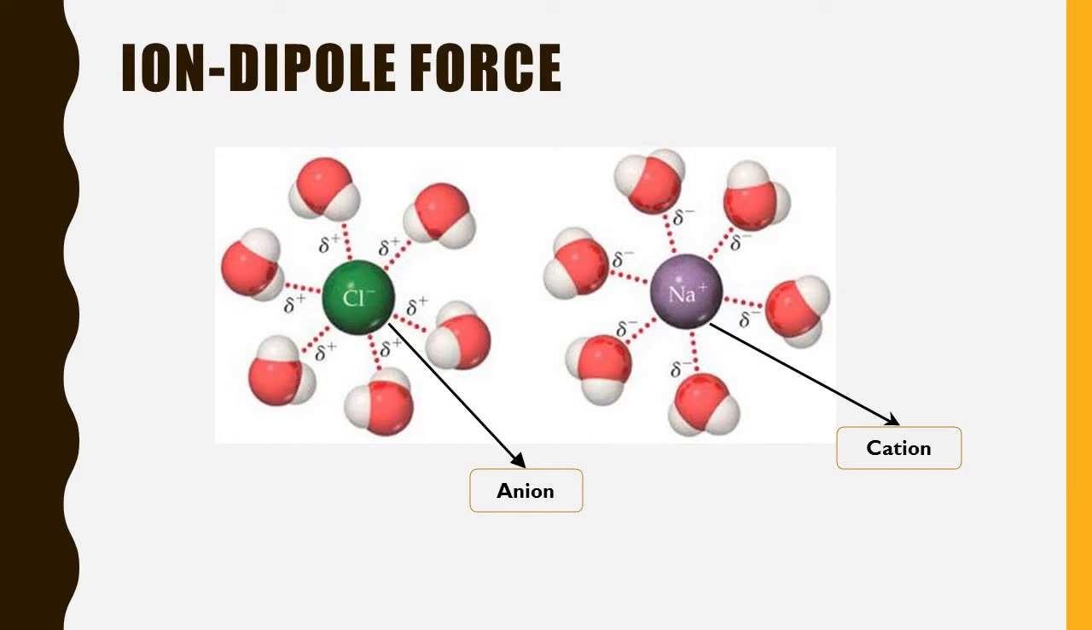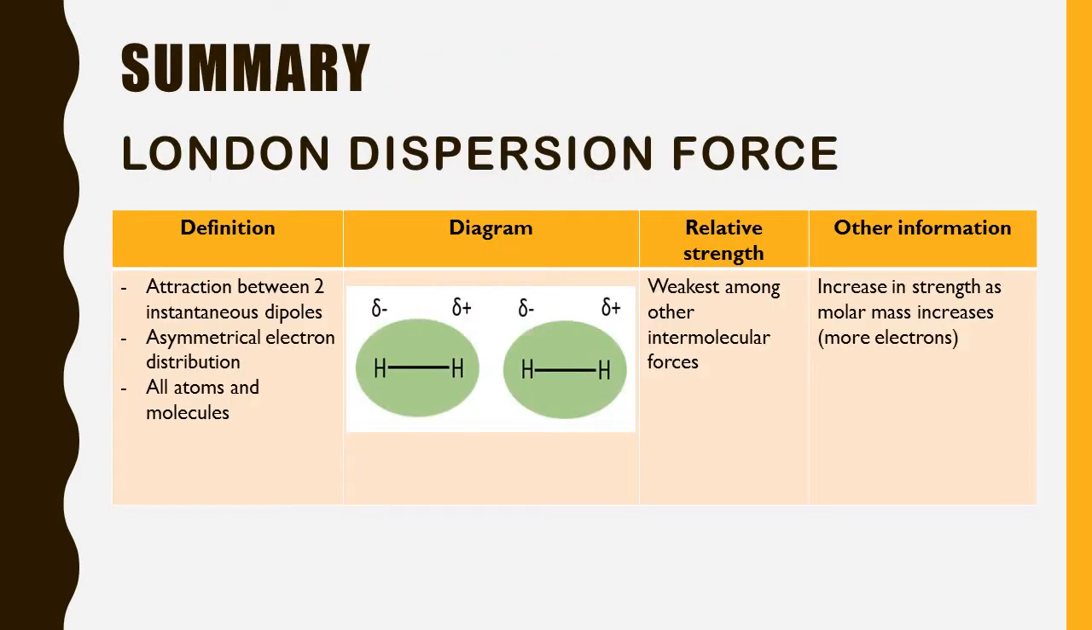Cations would be attracted to the negative partial charge of a polar molecule, and anions would be attracted to the positive partial charge. London dispersion force is attraction between 2 instantaneous dipoles, and it happens between polar and nonpolar molecules. Here is the diagram. These are the weakest intermolecular forces, and they increase in strength as molar mass increases.